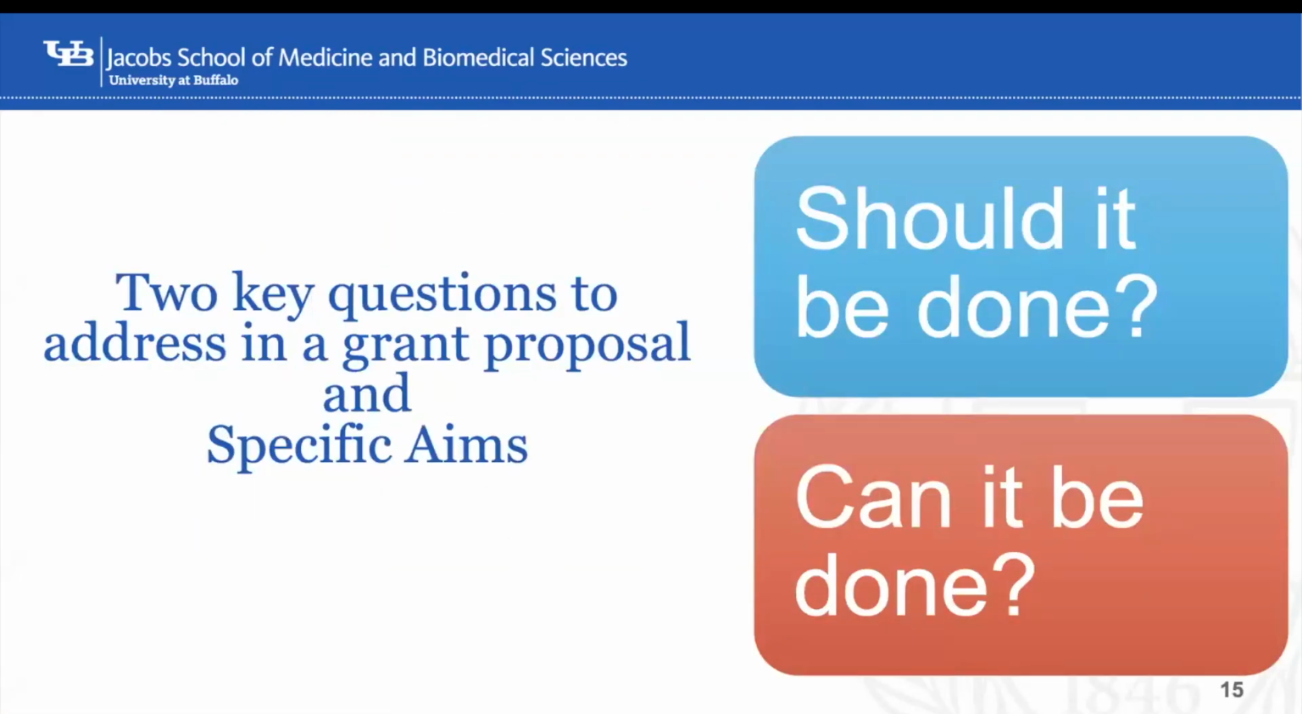There are two questions that are really critical to address in a grant proposal and in the specific aims page. Okay. And these are things that I hear the leaders of the study session say to us all the time when we evaluate grants. Should it be done? Can it be done? Okay. Should it be done? Can it be done? If I read a grant and I don't have a solid yes to both of these questions, not one or the other, but both, that grant is not going to fare as well. Okay, so should it be done?